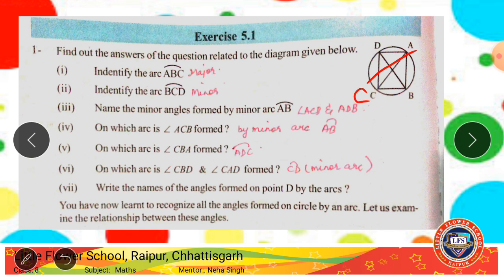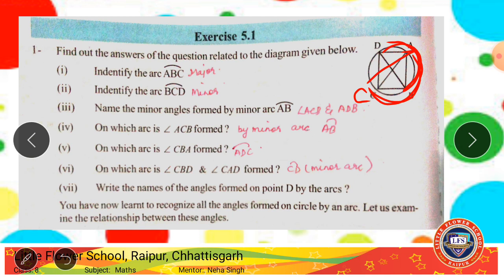This point is C. Now ABC is the major arc, and BCD is the minor arc. We can say ACB is covering the major portion, so it is a major arc. This also is a minor arc.